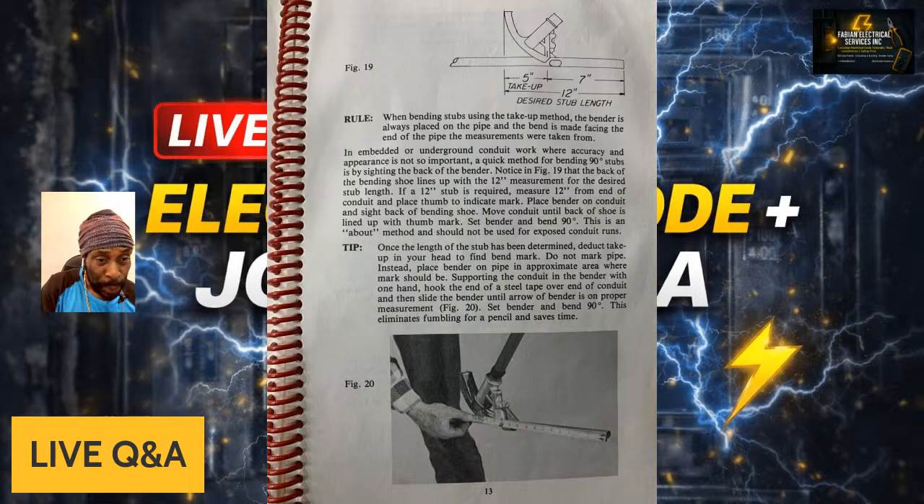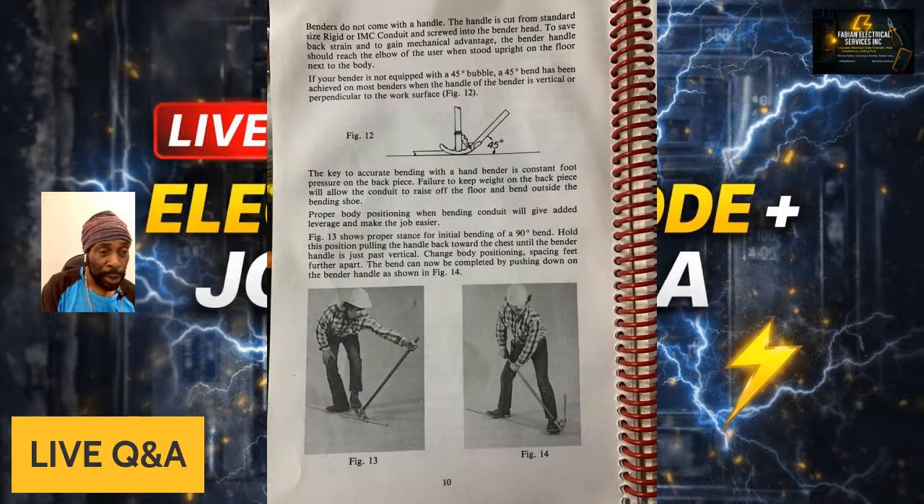I'm going to also show you how, again, these are the measurements. That's why the measuring tape is there. It's showing you that yes, we do use measurements when it comes to bending conduit. Here's another photo. I have many different photos here of ways that you go about bending conduit.